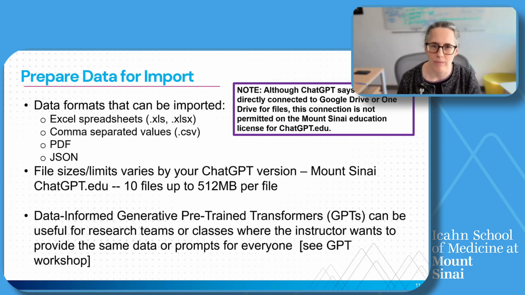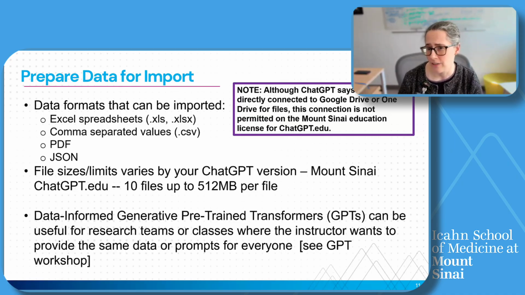I'm just going to go through a couple more of these basic things before we move on. You can import spreadsheets, comma separated values, PDFs, JSON. The number of files and the size of files will vary by what version of ChatGPT you're using. In the Mount Sinai chatgpt.edu, which is what I'm going to use to show you in the demonstrations today, I can upload 10 files up to 512 megabytes per file for the analysis that I'm doing. Depending on what kind of day it's having, it might perform better or worse speed-wise with processing that many files of certain sizes. You'll just have to play around with that.